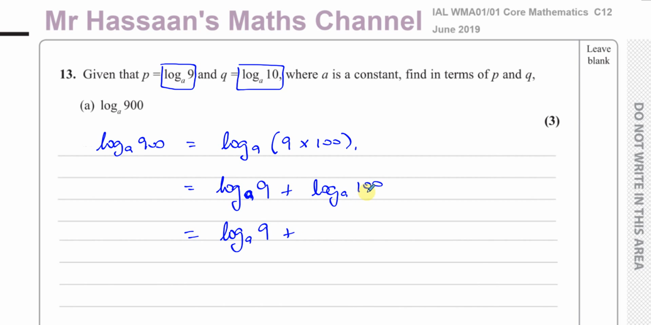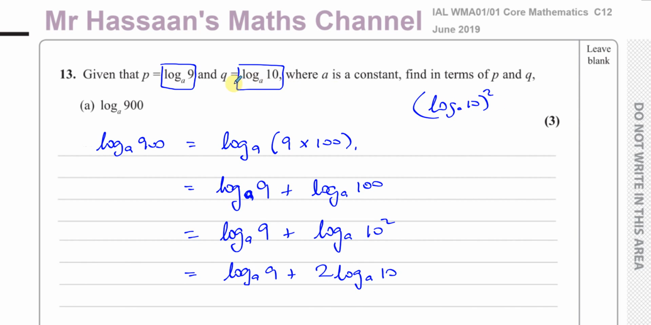Okay, but now 100 can be expressed as 10 squared. So I can write this as log to the base A of 10 squared. 100 is 10 squared. And then I can use the power law for this. So this can be log to the base A of 9 plus 2 times log to the base A of 10. I can't write this as, for example, Q squared, because the whole thing is not being squared. It's not log to the base A of 10 all squared. It's just the 10 that's squared. But I can use the power law to write it as 2 times log to the base A of 10, which is 2 times what Q is.